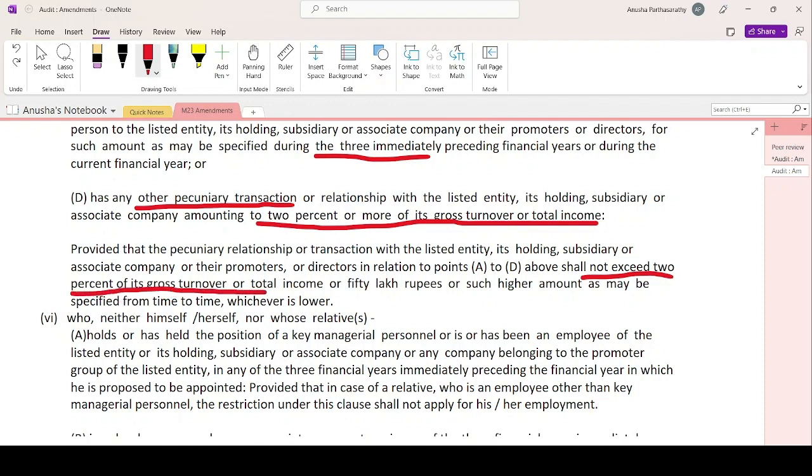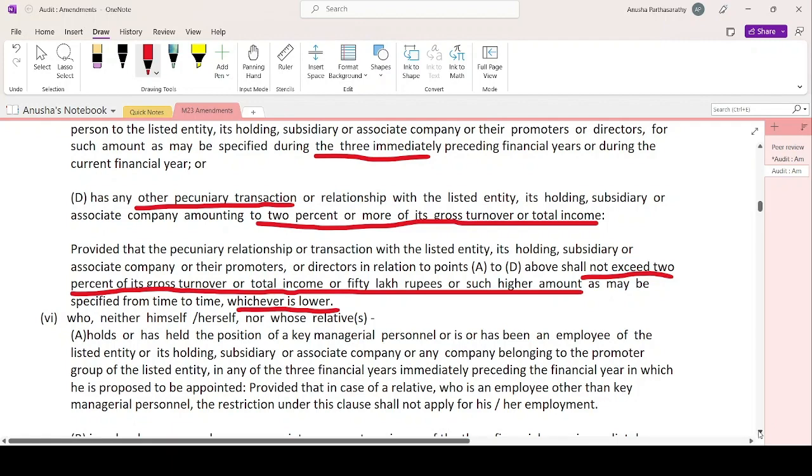So what is the specified sum? 2% of the gross turnover or total income, or 50 lakh rupees, or such higher amount as may be specified from time to time, whichever is lower. There could be a question on this area because it's untouched. The relationship or transaction with the listed entity or its holding, subsidiary or associate company or their promoters or directors in relation to points A to D above shall not exceed 2% of its gross turnover or total income or 50 lakh rupees or such higher amount as may be specified from time to time, whichever is lower.